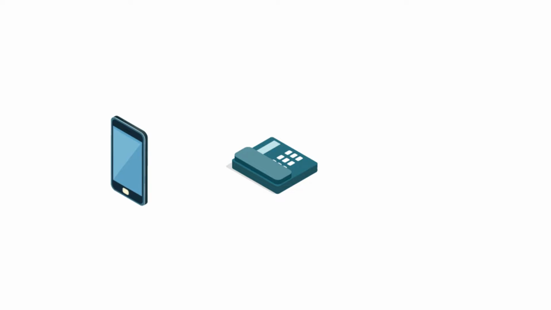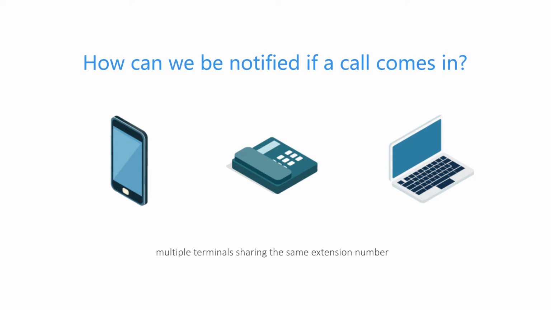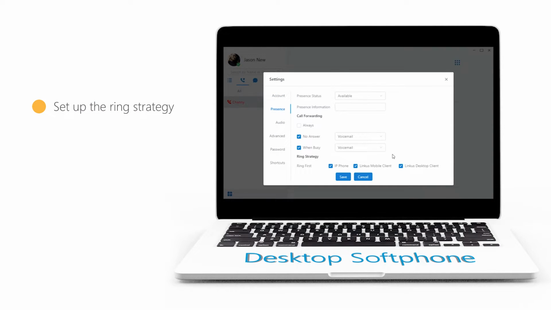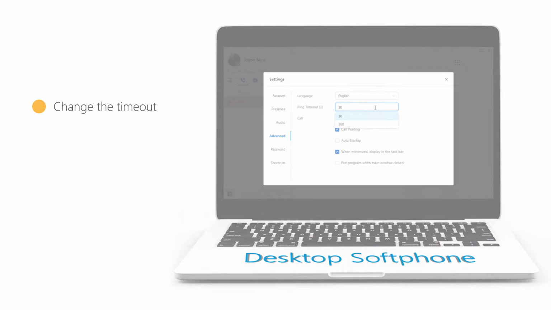Well, as we were talking about, now we have an IP phone, a Linkus mobile app, and Linkus PC, which means we have multiple terminals sharing the same extension number. So, how do we get notified if a call comes in? Just set up the ring strategy here. For example, if a call comes in when we are on a business trip, we probably want our mobile to ring first. The IP phone and our PC client will ring secondly if we're not able to pick it up on the mobile, so that our colleagues in the office can help to deal with it. What's more, we can change the ring timeout setting to decide how long each terminal will ring before flipping the call over to the next one.